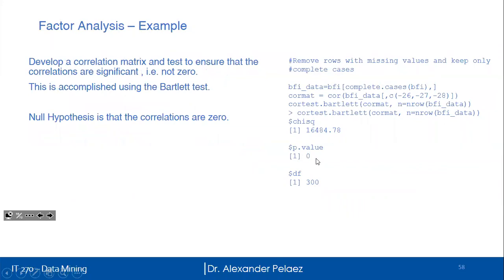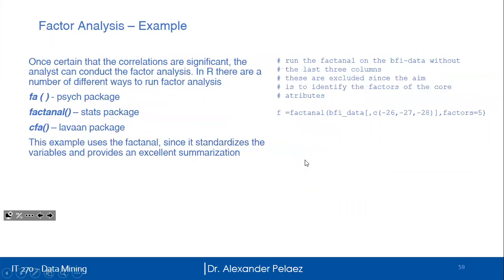Okay, so now that I got that, here's our example. There are 3 different packages to run factor analysis: FA, FactAnal, and CFA. CFA is specifically for confirmatory factor analysis. You can do exploratory factor analysis with it. I choose not to because it's going to confuse you, but there's a way to do it. We're only going to be using FactAnal here.